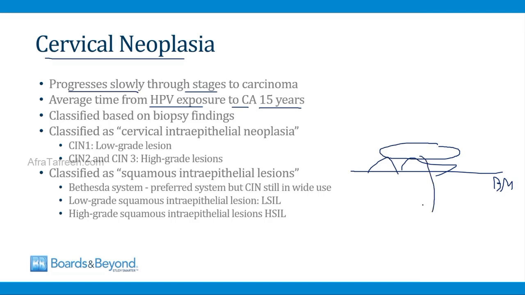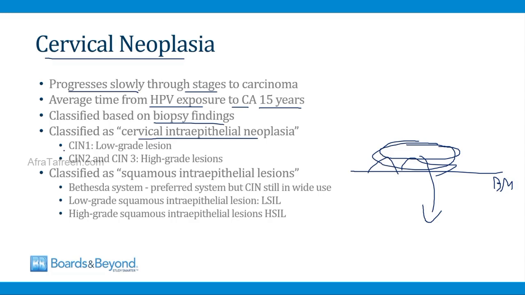When it breaks through the basement membrane, we then call it cervical carcinoma. As the neoplasia is growing within the epithelial layer, we can identify it by a biopsy, and there are a number of ways to classify the degree of cervical neoplasia. The first way to classify the neoplasia by biopsy is called the CIN system. CIN stands for cervical intraepithelial neoplasia.